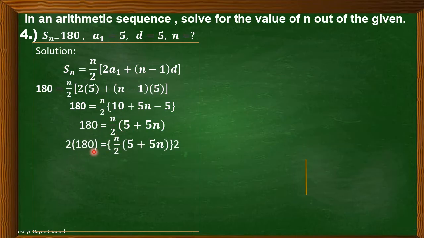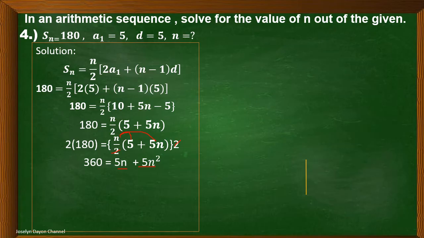So 2 times 180. Then we have on the right side n over 2 times the quantity 5 plus 5n, multiplied by 2. So 2 times 180, the answer is 360. And on the right side, we divide the common factors 2 and 2. Then we multiply n times 5, the answer is 5n, and n multiplied by 5n, the answer is 5n squared.